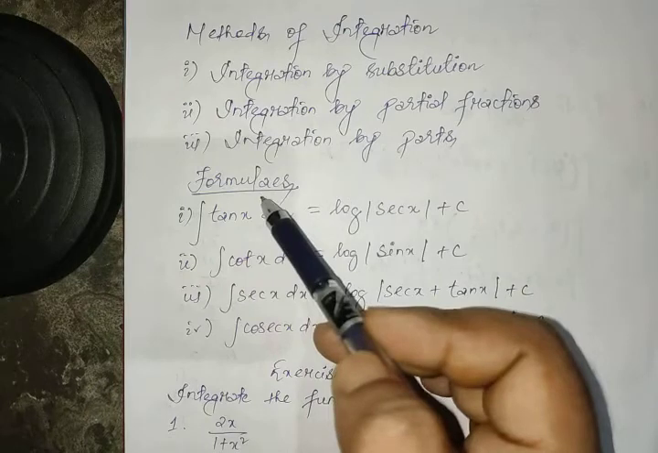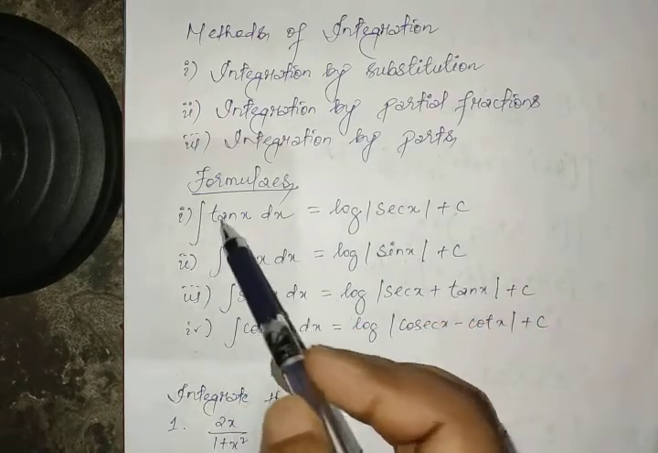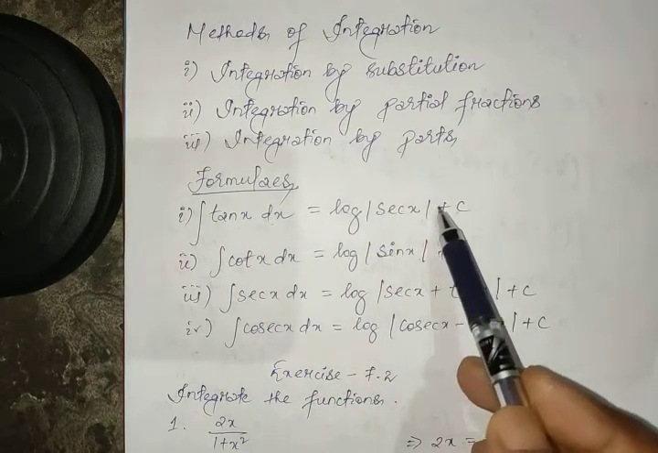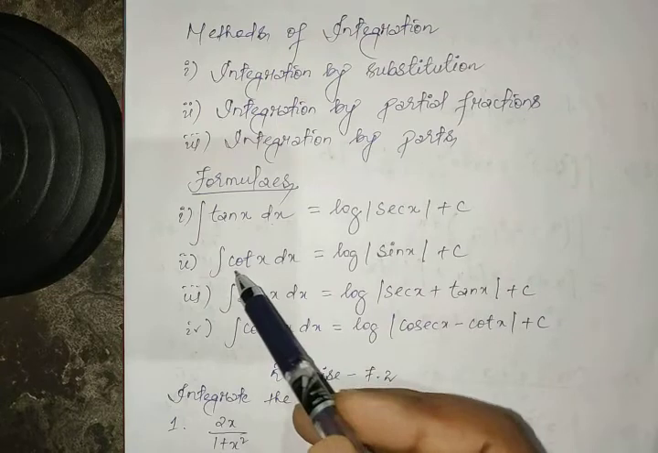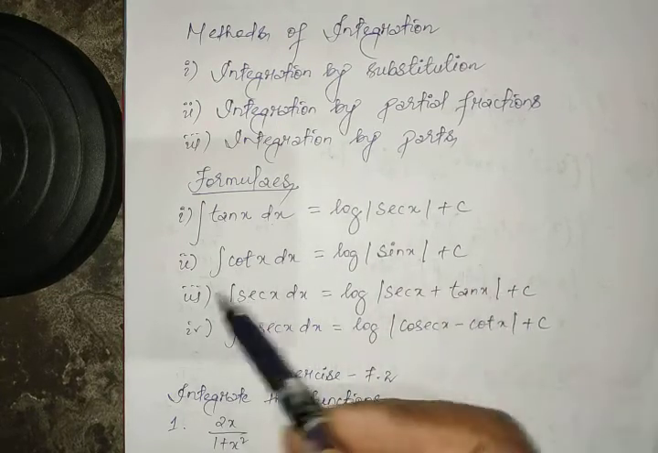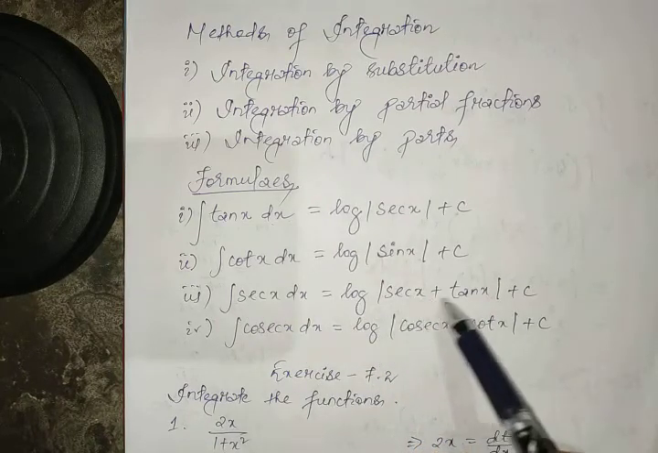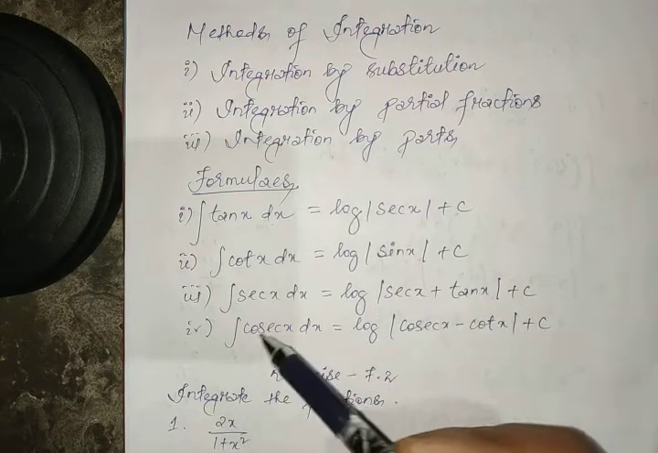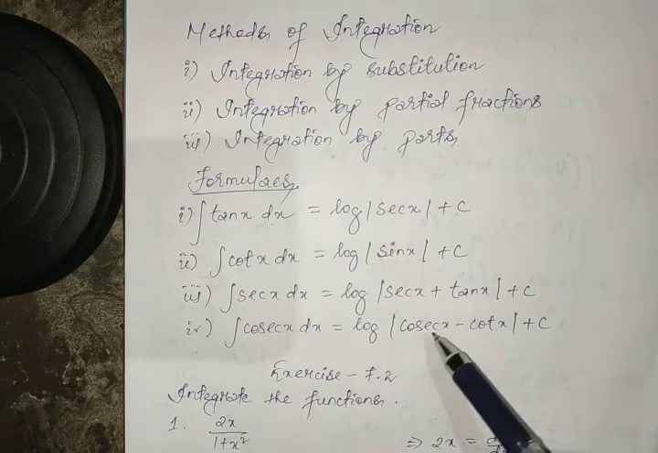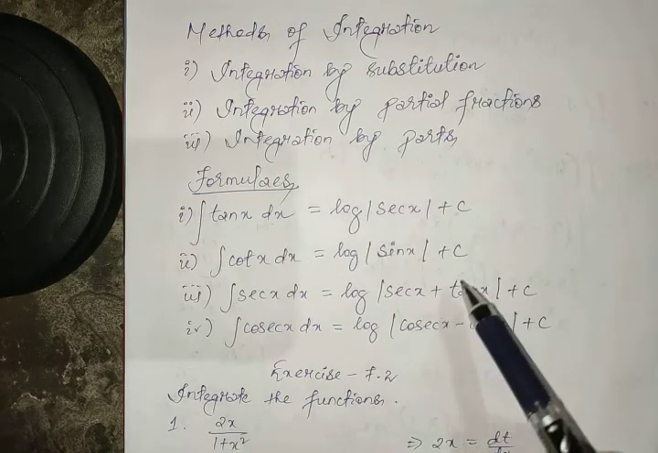So there are some formulas which we have to memorize. First one is integration of tan x dx, that is equal to log mod of sec x plus c. Then integration of cot x dx is equal to log of mod sin x plus c. And integration of sec x dx is equal to log mod of sec x plus tan x plus c. And then integration of cosec x dx is equal to log mod of cosec x minus cot x plus c. So these are some of the formulas.